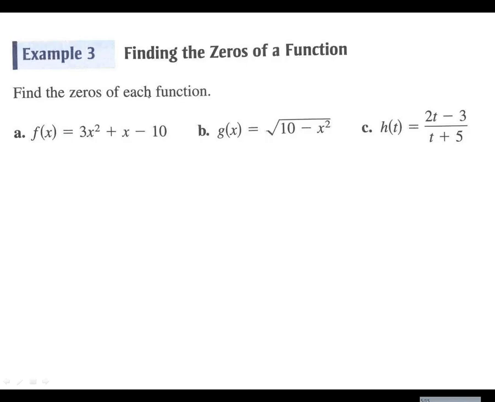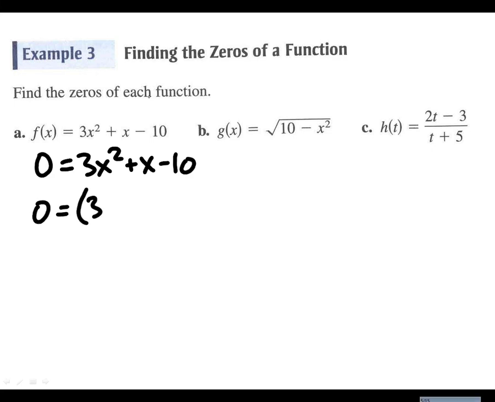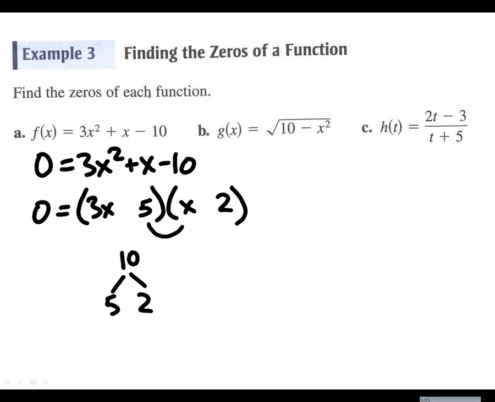So let's look at an example here. Find the zeros of each function. To do these, we're just going to set y equal to 0. And then see if we can solve for x. So 3x squared plus x minus 10. We're going to factor this. So I know I've got a 3. I know I've got a 1. Let's see. What are some factors of 10? Either 10 and 1 or 5 and 2. And let's see. What if I did 5 and 2? That should work because that's 5.